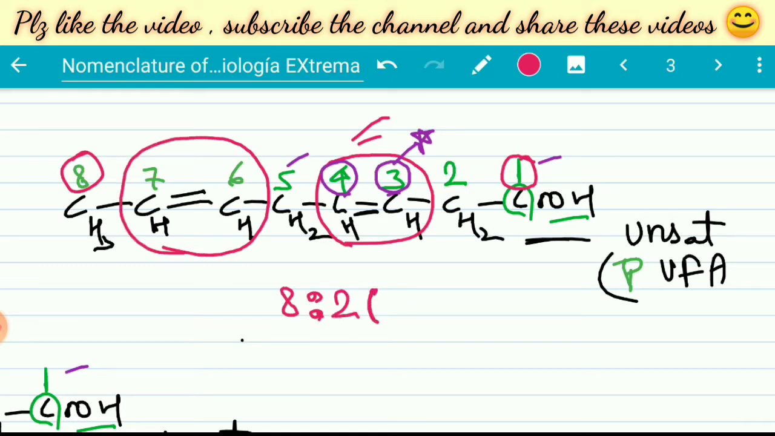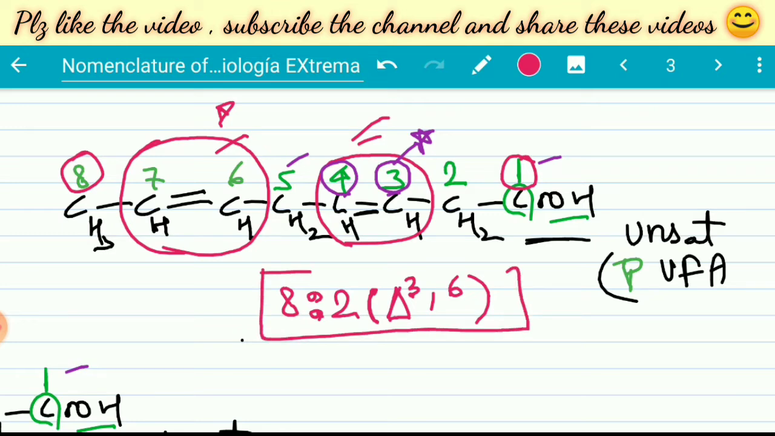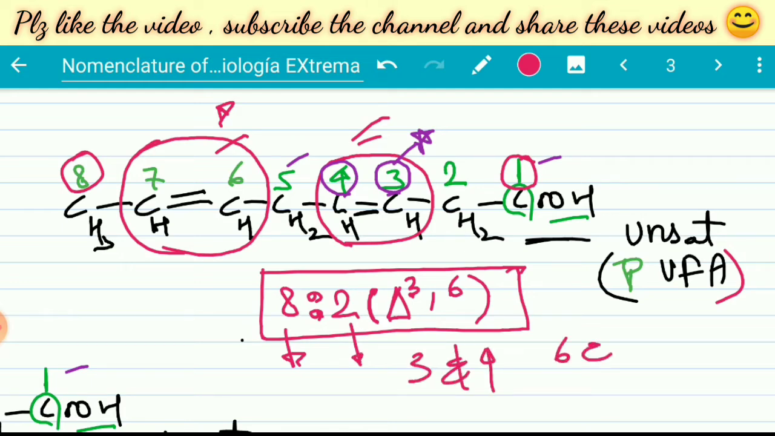If we talk about the position of these double bonds, we have one between carbon number 3 and 4, so we will take 3, and next we have one between carbon number 6 and carbon number 7, so we will take 6, because as I told you, we will take the lower carbon number. We close our bracket. So our shorthand representation of this PUFA is complete. This tells us that in a fatty acid we have 8 carbon atoms, 2 double bonds, one between 3 and 4 and another between 6 and 7.